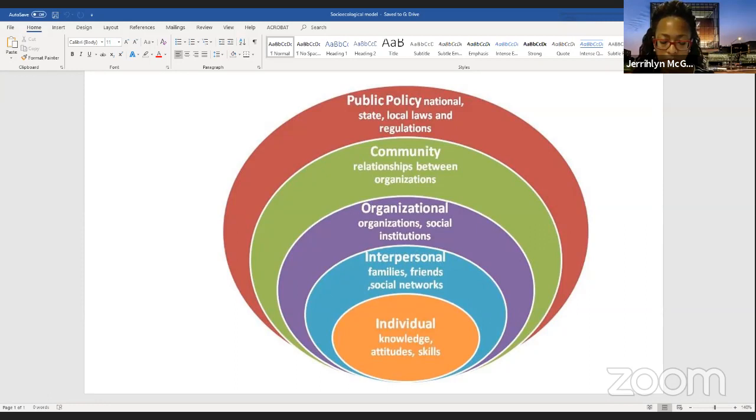The interpersonal level includes the social networks such as families, friends, and traditions that can contribute to a person's knowledge, attitudes, and behaviors. So our attitudes and our behaviors are not isolated, and they are impacted, of course, by our family values, the cultural values and norms that we may have grown up with. So you can see that there is this interconnection between the individual and interpersonal, and that carries through all of the different levels.